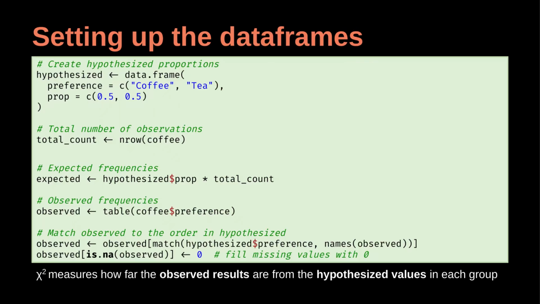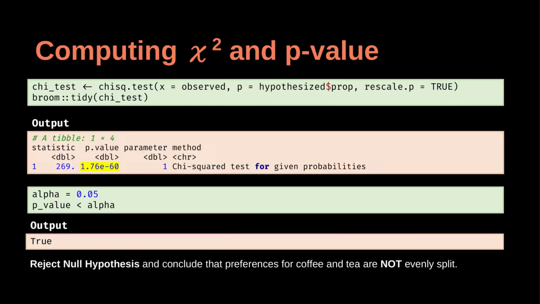The chi-square test statistic then measures how far these observed counts are from what we expected, category by category. The greater the difference, the larger the statistic, and the more evidence we have that the actual preferences don't match the hypothesized ones. Now that we have our observed and expected counts, we run the chi-square test using the chisq.test function from base R to compute the chi-square statistic and p-value. The chi-square statistic tells us how far off the observed values are from the expected ones, based on our hypothesis.